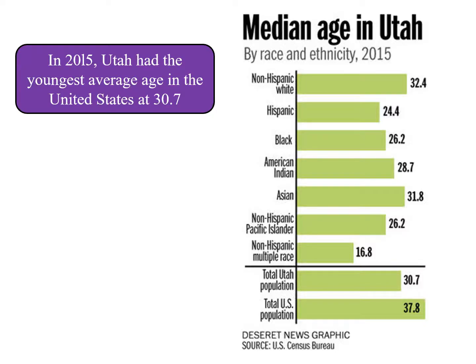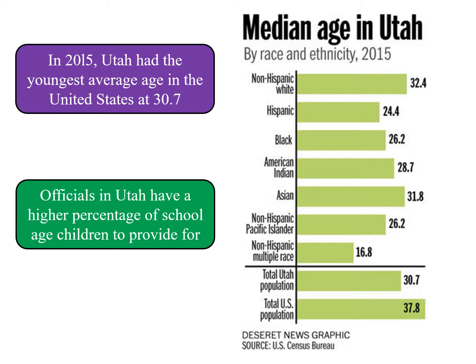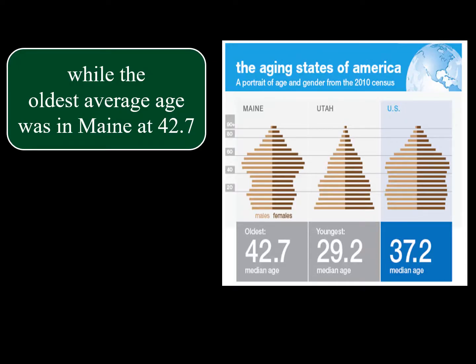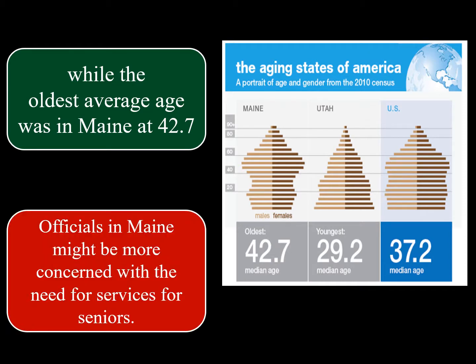In 2015, Utah had the youngest average age in the United States at only 30.7 years. This also has to do with culture, because of the Mormon religion, which believes in having a lot of children. With that higher birth rate, you're going to have a lower median age. So because of that, officials in Utah have a higher percentage of school-age children to provide for. The oldest average age state is Maine at 42.7 years. Officials in Maine, as opposed to Utah, are going to be more concerned with the need for services for seniors.